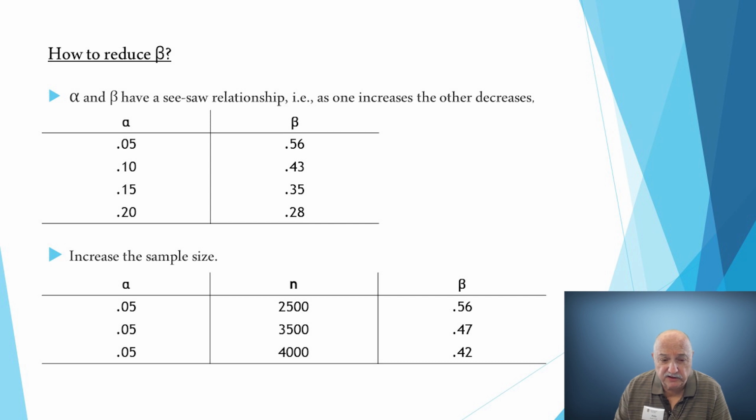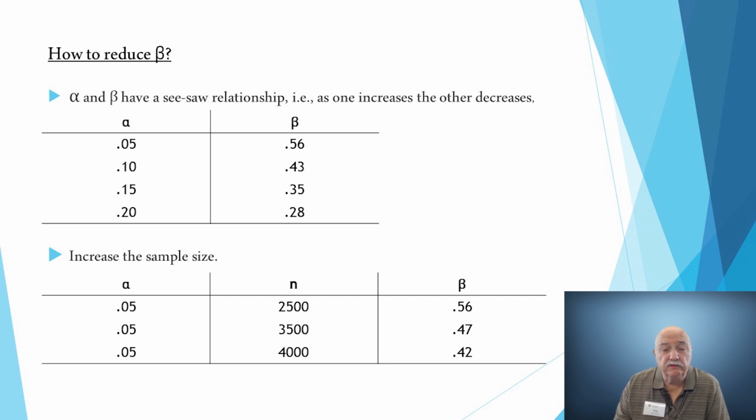Originally, a sample size of 2,500 would yield a beta of 0.56. If I increase the 2,500 to 3,500, then the beta level will decrease to 0.47. If I go from 3,500 to 4,000, again keeping alpha at 0.05, then the beta level becomes 0.42. All right, well, I can continue increasing n until I get beta to a size that I can live with.